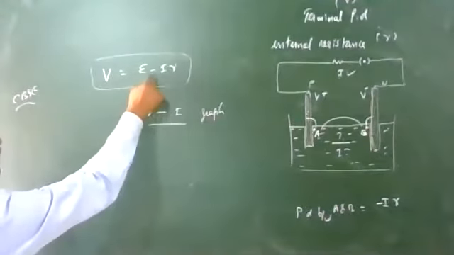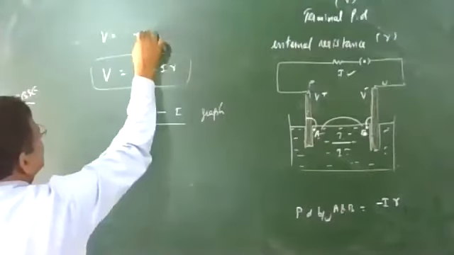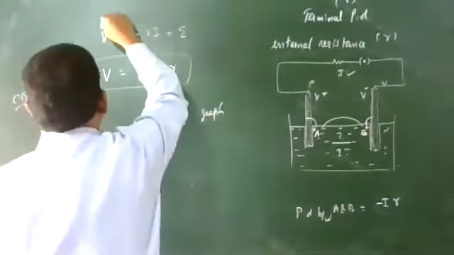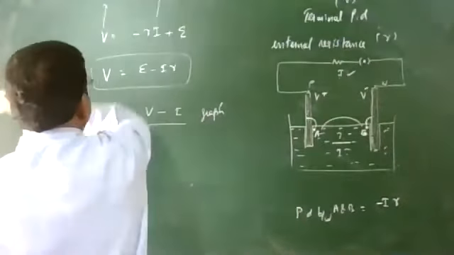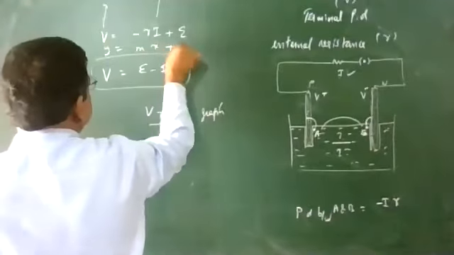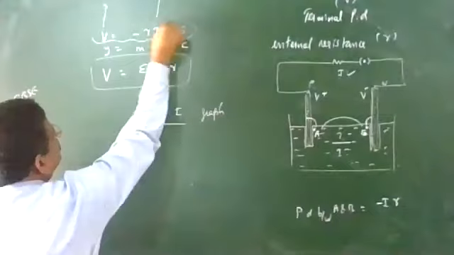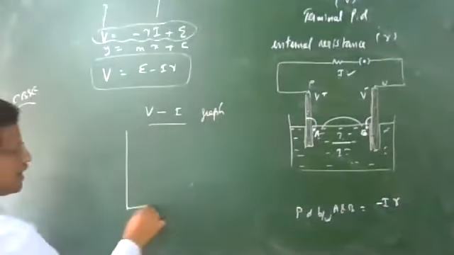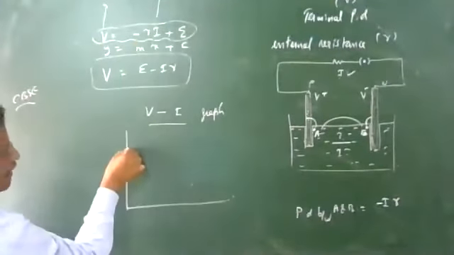V equal to E minus Ir. So I write this as V equal to minus r into I plus E. So V is plotted along the y-axis and I is plotted along the x-axis. So this will be equal to y equals mx plus c. So it's a straight line having a y-intercept and having a negative slope.